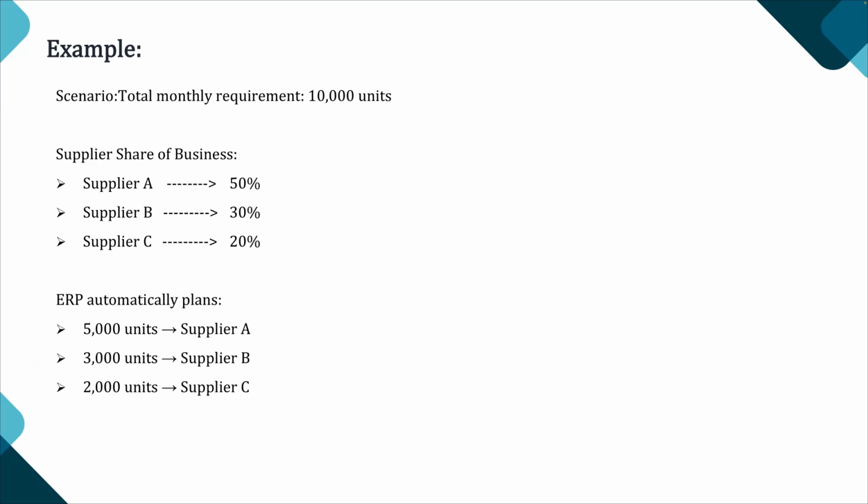This slide consists of examples. Take a scenario of a total monthly requirement of 10,000 units, and your supplier share of business is for A, B, and C. Supplier A has 50%, supplier B has 30%, and supplier C has 20%. Your ERP automatically plans 5,000 units to be held by supplier A, 3,000 units by supplier B, and 2,000 units by supplier C.